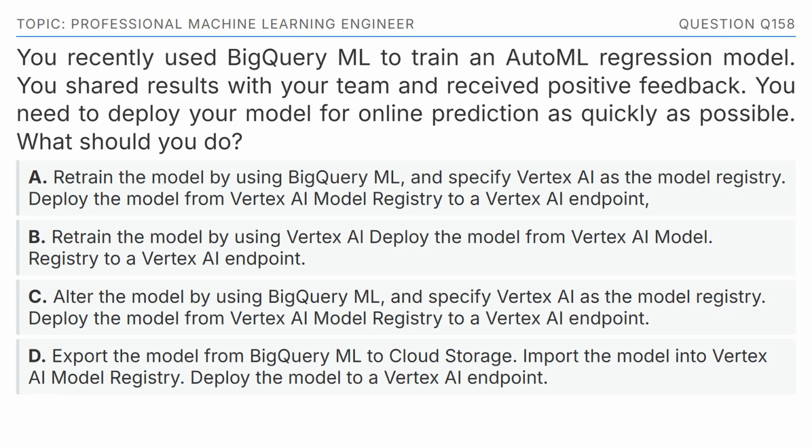as the model registry. Deploy the model from Vertex AI model registry to a Vertex AI endpoint. Option B, retrain the model by using Vertex AI. Deploy the model from Vertex AI model registry to a Vertex AI endpoint. Option C, alter the model by using BigQuery ML, and specify Vertex AI as the model registry. Deploy the model from Vertex AI model registry to a Vertex AI endpoint.